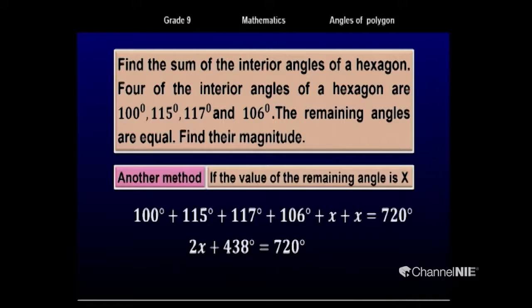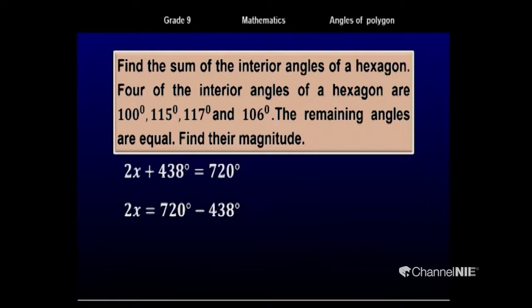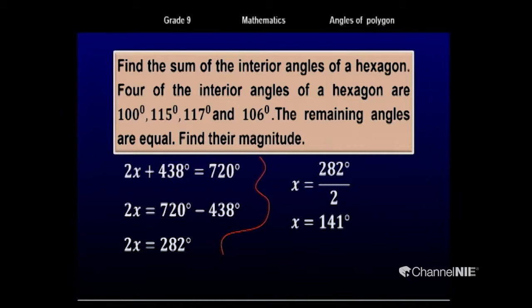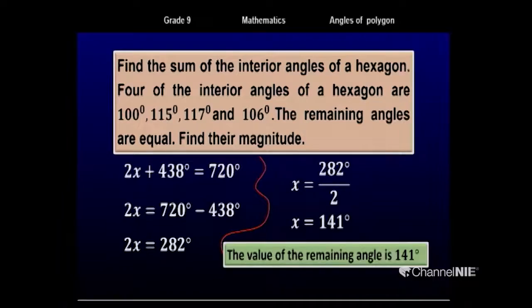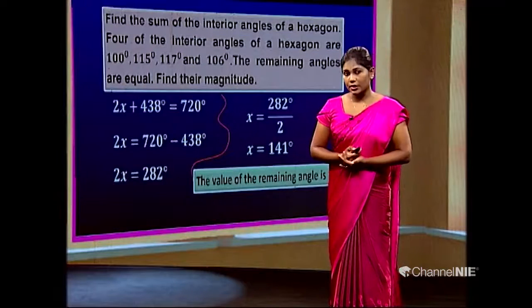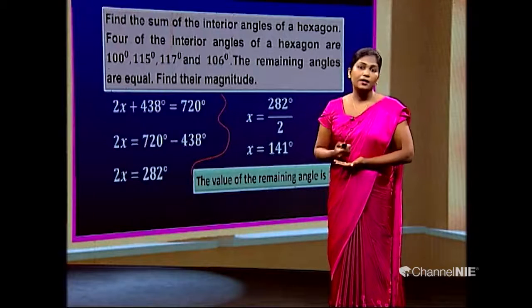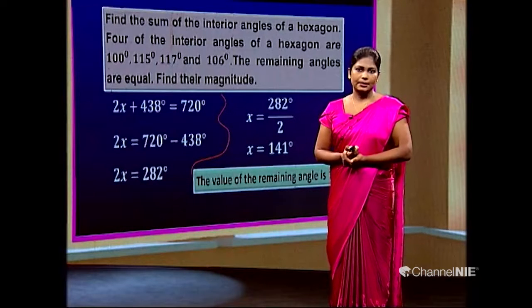Then we can simplify. What is the value? 2x equals 720 minus 438 degrees. Then you can obtain the value of 2x, 282. Then we have to find the value of x, so divide by 2. Then you can obtain x equal to 141 degrees. That means the value of the remaining angle is equal to 141 degrees.